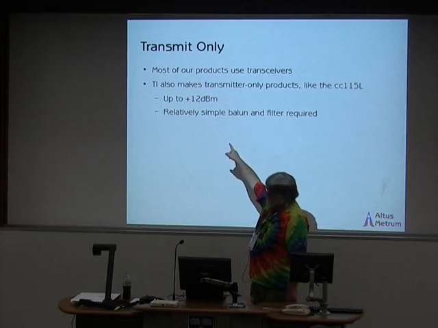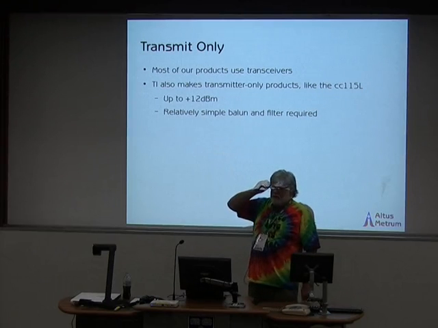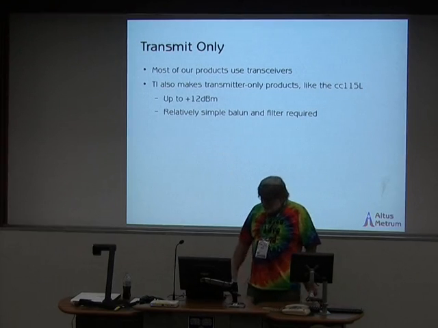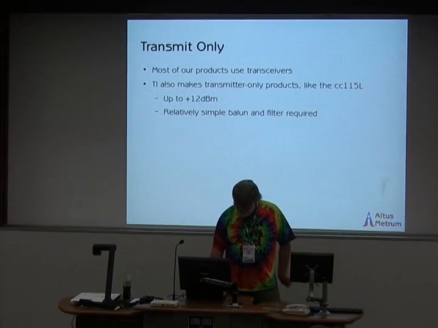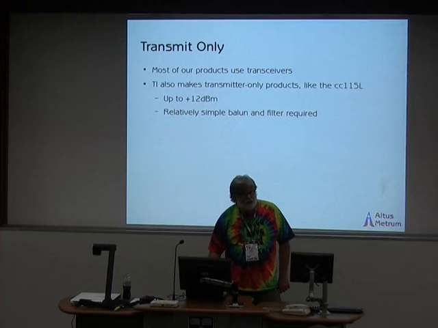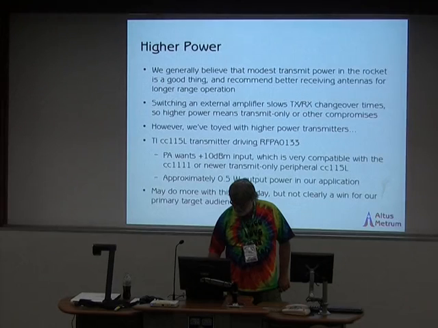This one makes up to plus 12 dBm, so it's a little bit more than the CC1111, but not in the same range as the 1120. And these are really cheap parts. The 115L is less than $2 a piece at quantity 100. I mean, it's sort of impressive what this stuff's doing.